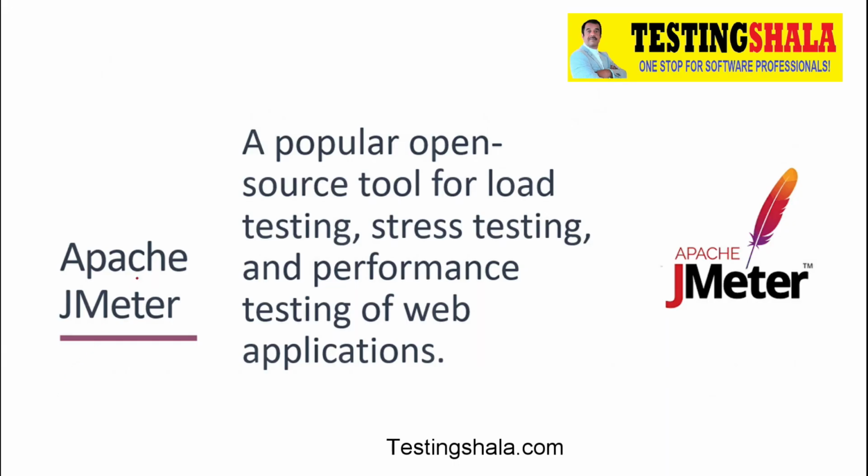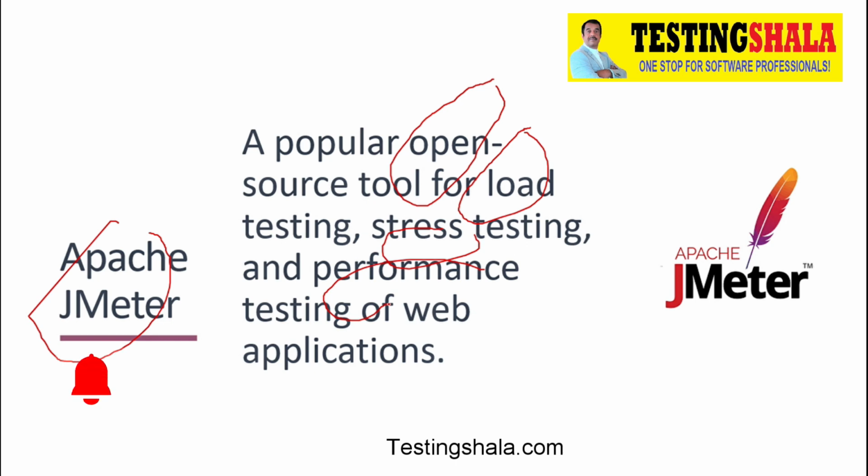The first tool for performance testing is Apache JMeter. Apache JMeter is a widely used performance testing tool. Basically, this is an open source tool which we normally use for load testing, stress testing and performance testing for web applications. In order to carry out all these 3 different tests, we will be using Apache JMeter, and it is widely used across all organizations because it is open source.